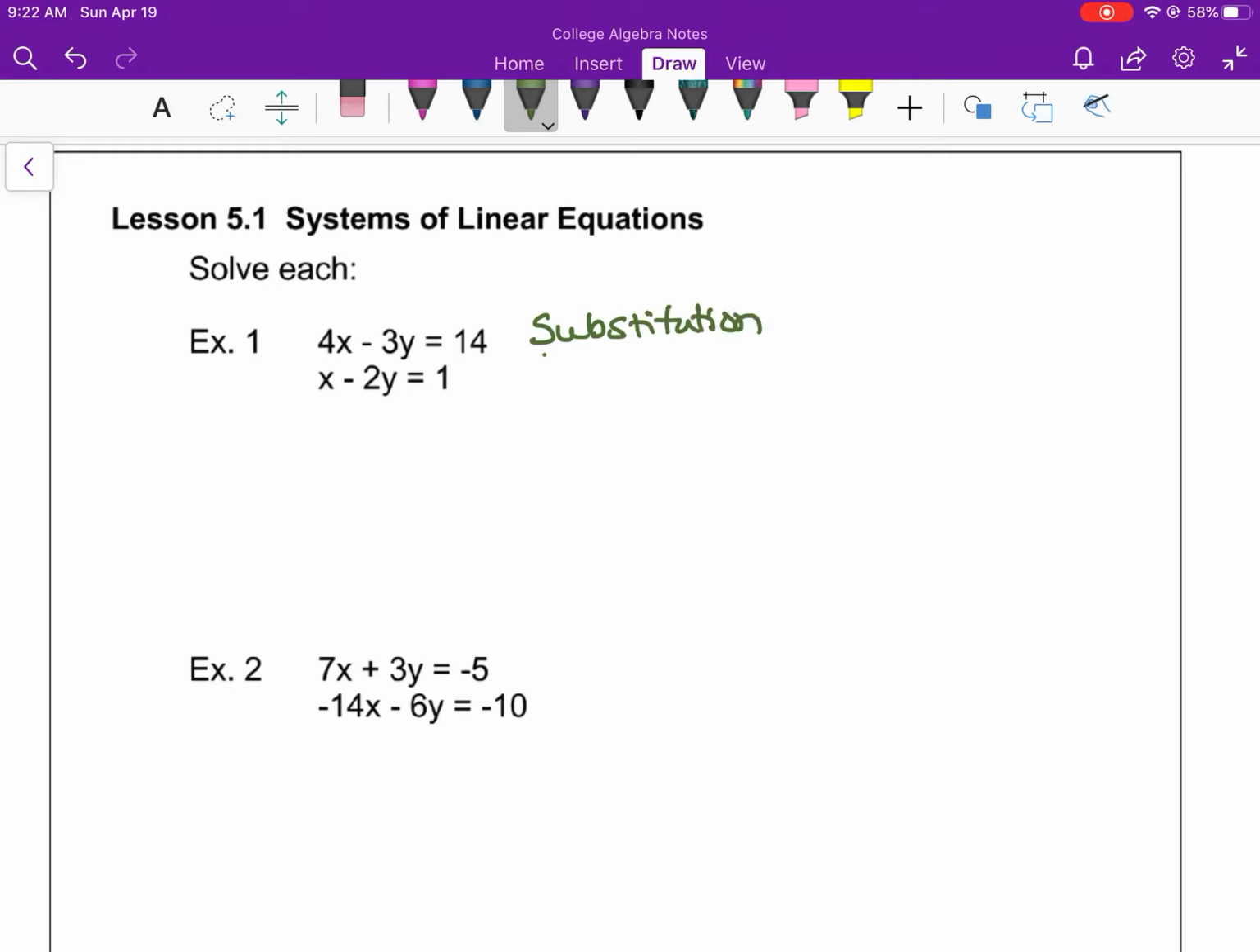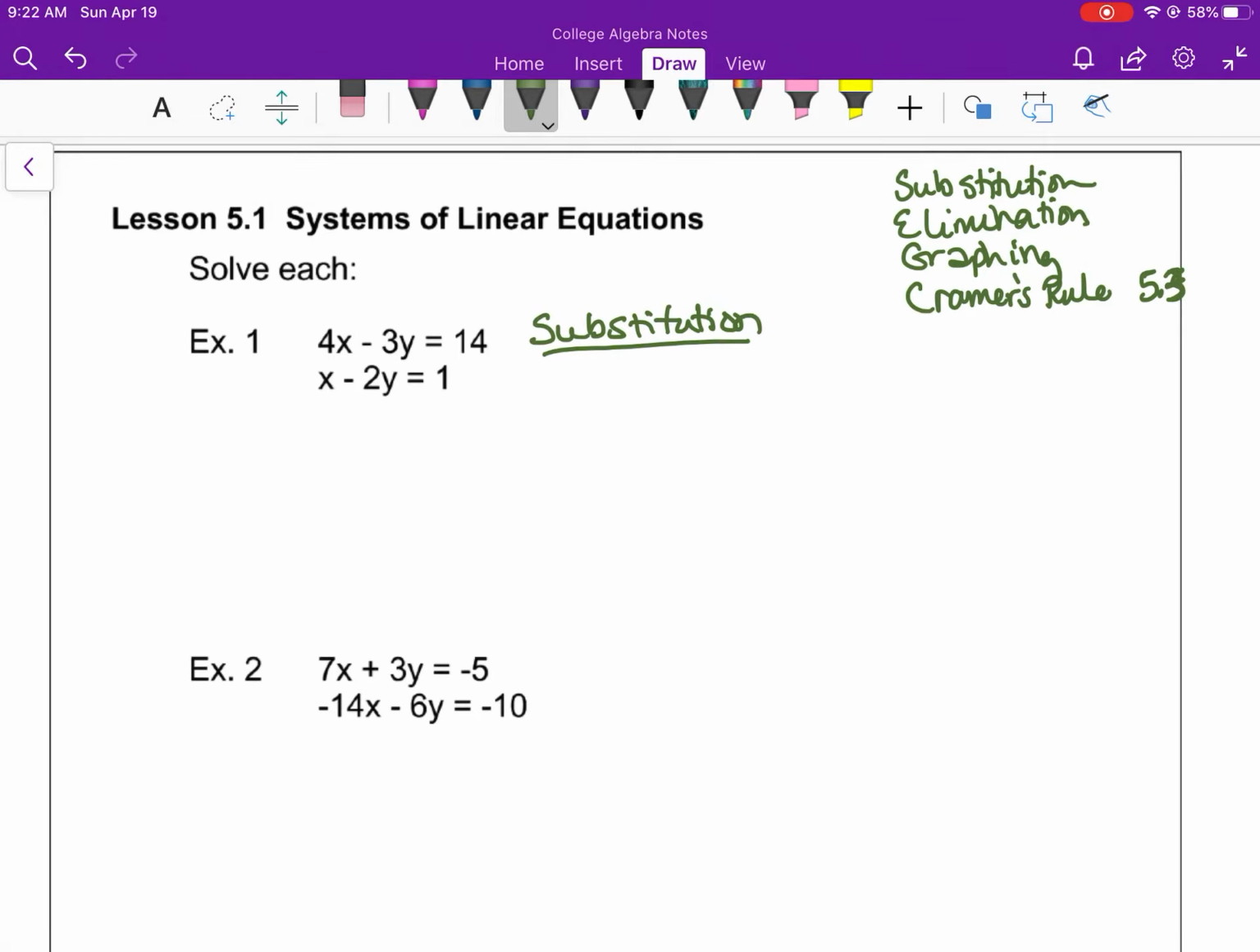Now there's various methods for solving a system. You have substitution, elimination, graphing, and then there's a host of ways using matrices, and one of those ways is Cramer's rule. We'll be doing that in lesson 5.3. Okay, so we'll cover these two in lesson 5.1.